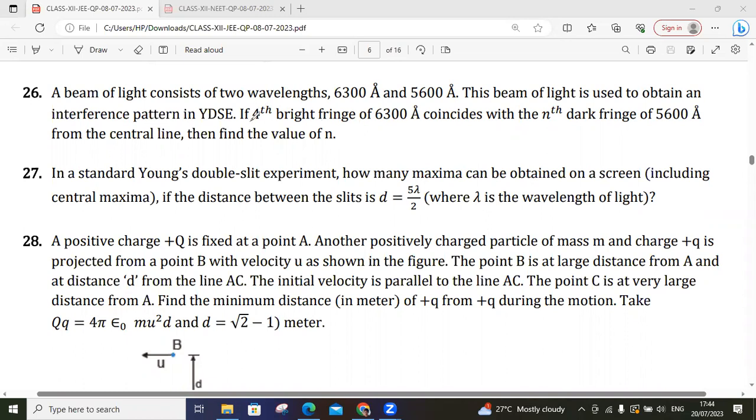So fourth bright fringe, both are coinciding. It means both are at the same x, right? Position of a bright fringe is n lambda D by d. And position of the nth dark fringe is (2n minus 1) lambda D by 2d. If you put n equal to 1, you will get 2 minus 1, lambda by 2; this will be your first dark, second dark like this. So now these two are the same, x is same. So 4 into lambda D by d for the fourth bright fringe is equal to the nth dark fringe.